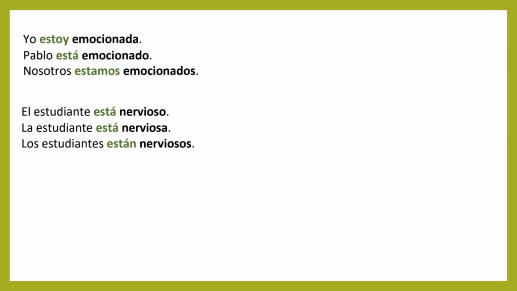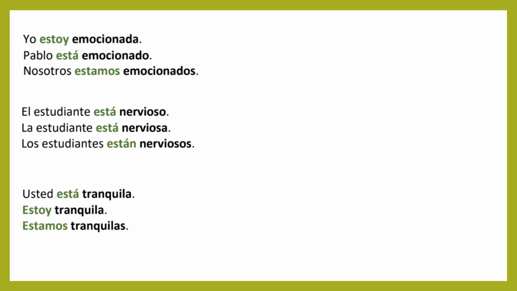El estudiante está nervioso. La estudiante está nerviosa. And los estudiantes están nerviosos. So you see that there's something a little bit different in the third sentence with the verb because it's now plural instead of singular. This is very similar to any other verb. The verb changes because of, remember, first, second, third person, and then singular, plural. That's why we have 6 spots in our verb charts, which we'll see in just a second.